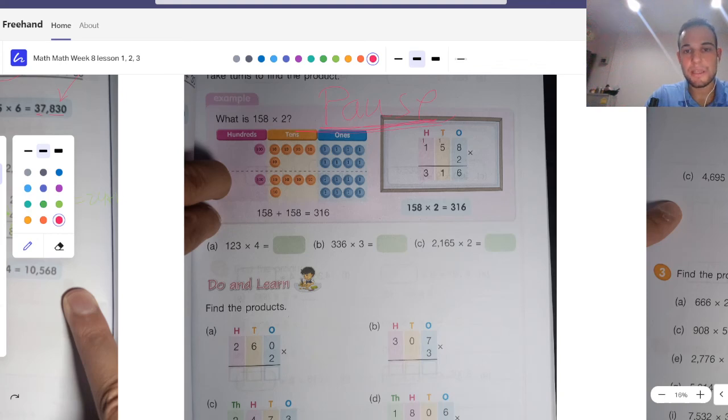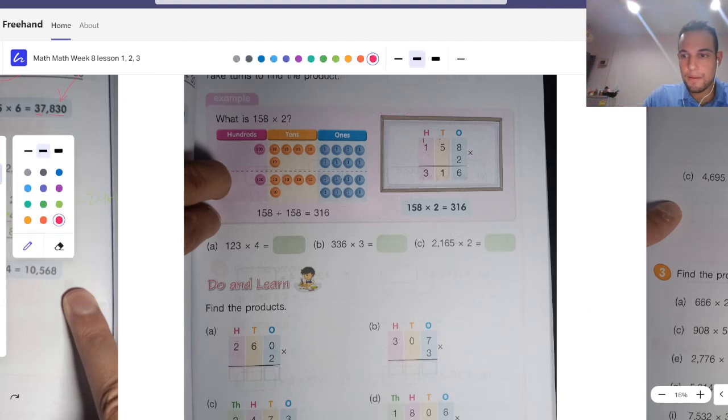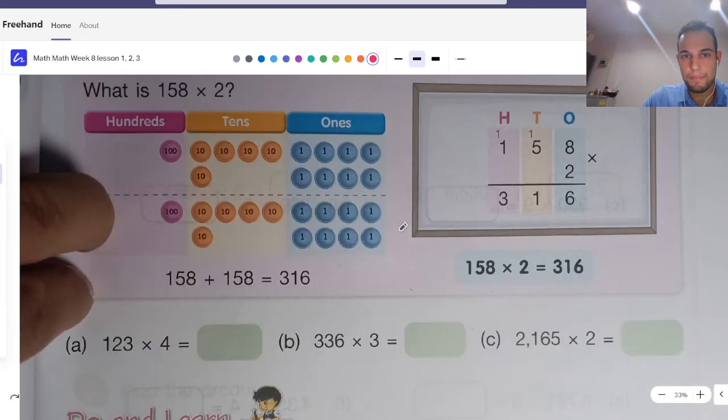All right, let's get started on reviewing these. Let's zoom in a little bit here. And A says 123 times 4. So we have 4 times 3 is 12. So we can put our 2 here, carry the 1. 4 times 2 is 8. 8 plus 1 is 9. And 4 times 1 is 4.